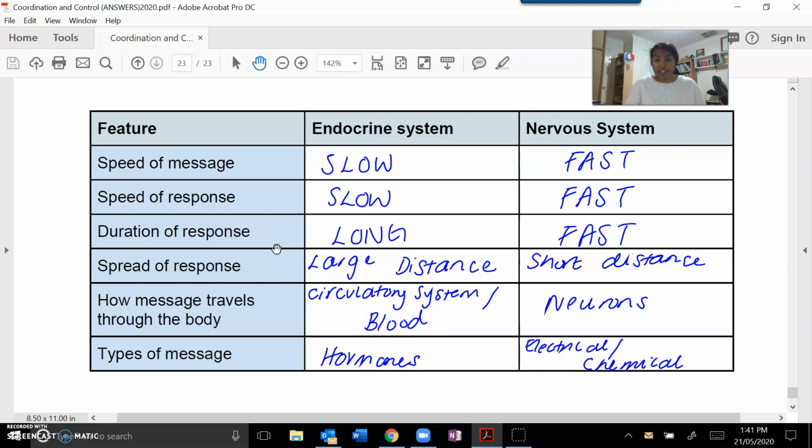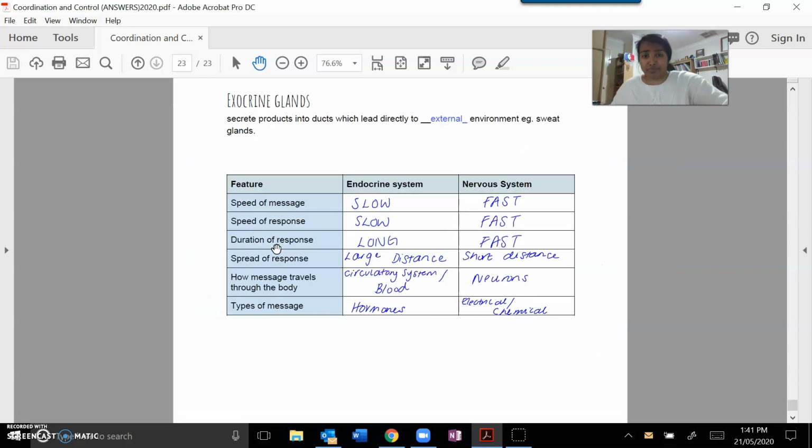The types of message, so we know that the endocrine system releases hormones, and the nervous system is an electrical message or a chemical. Remember, the neurotransmitters in the synapse, that is a chemical. So make sure you remember that. But yeah, that's literally it, guys. Let me just double check if I need to cover anything else. Hold on. But yes, make sure you're familiar with this table.